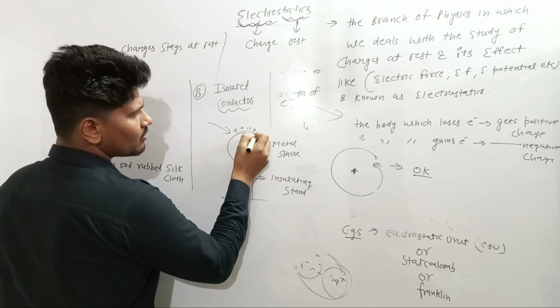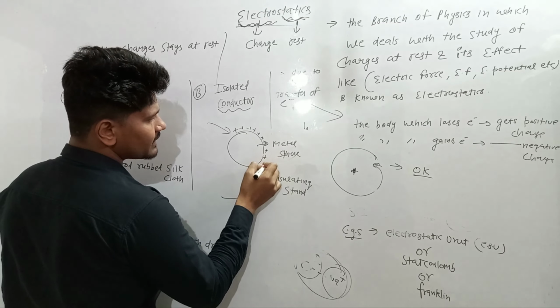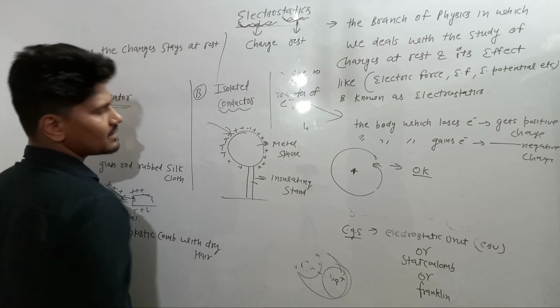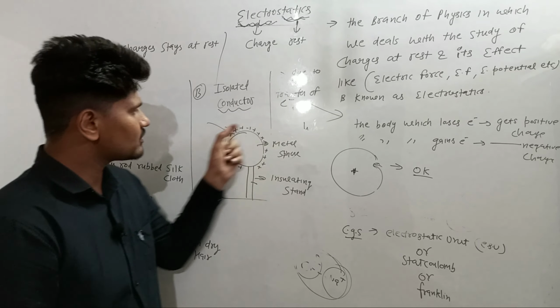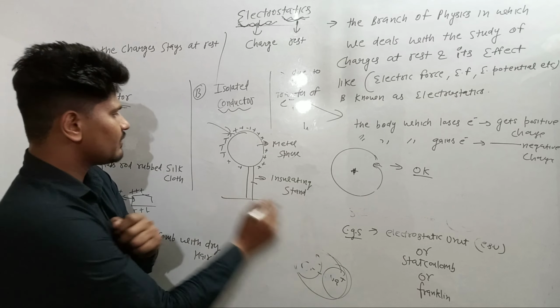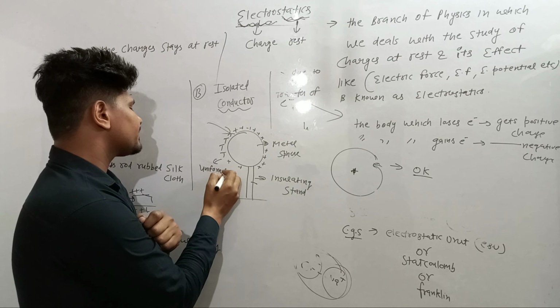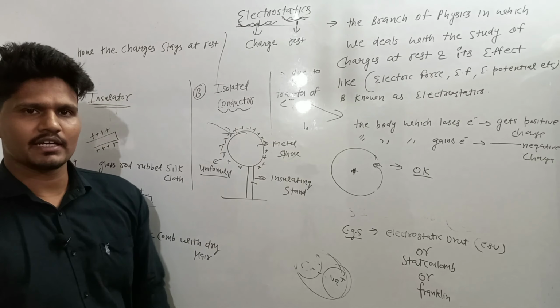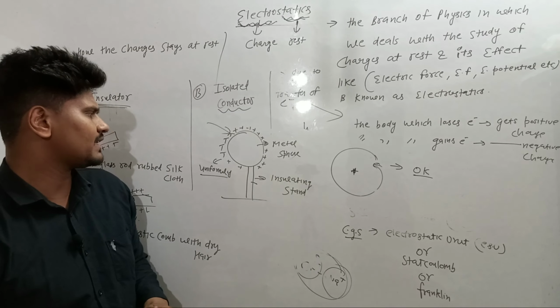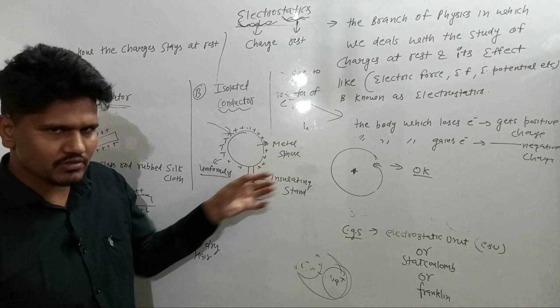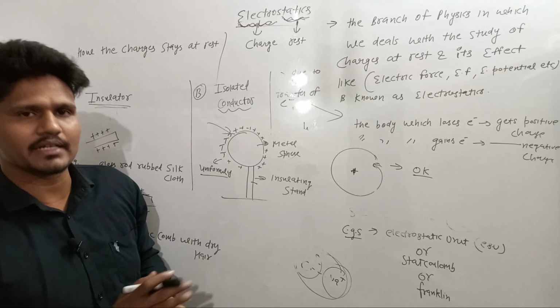Charge will start flowing on the outer surface of this metal sphere, but it cannot go to ground, as the stand is an insulator. Charge will spread on that metal sphere, and finally it will spread uniformly, and after that it will stop. It will take very little time, about nanoseconds. Whenever you give charge, it will spread on the outer surface of the metal.